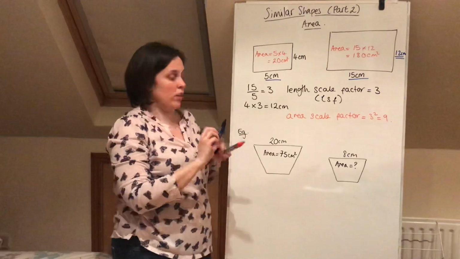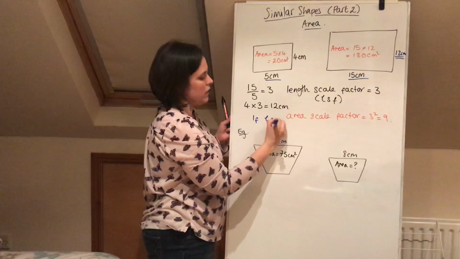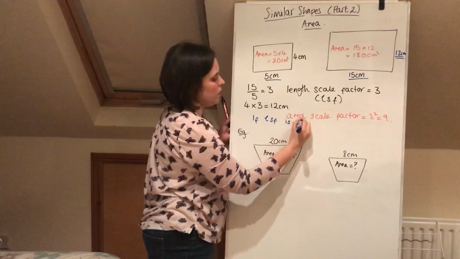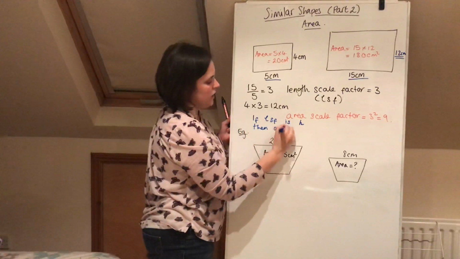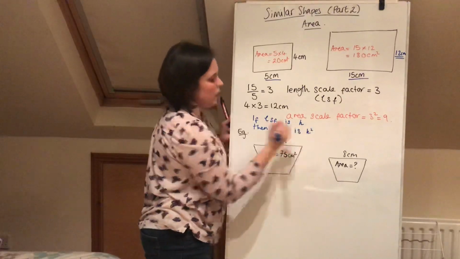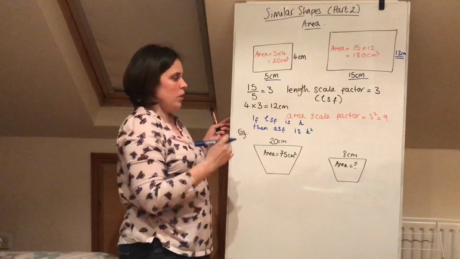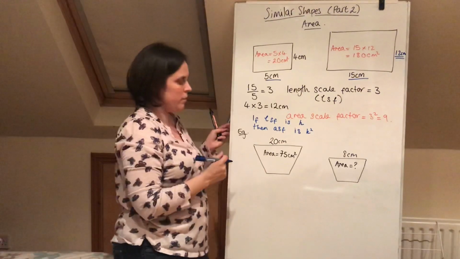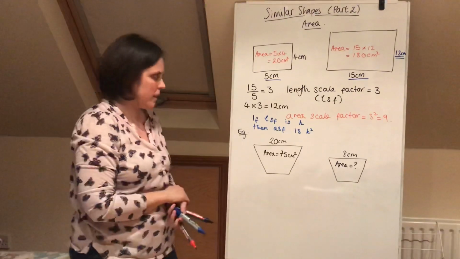And we can generalise that to say that if the length scale factor, so this is where my abbreviation comes in, is K, then the area scale factor, ASF, is K squared. And that will always be the case. So if we've got one, we can get the other, and vice versa. So let's have a look at this example here then and put that into practice.